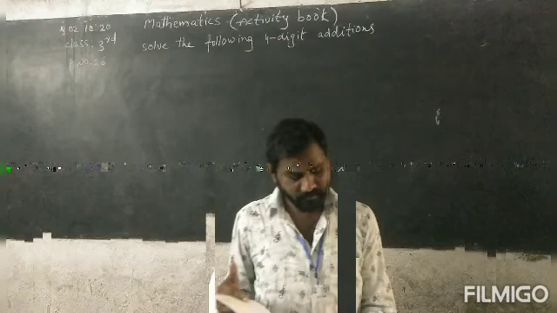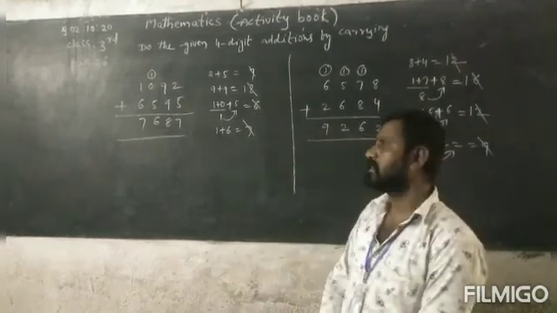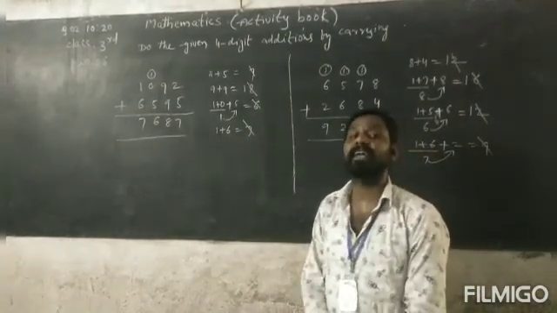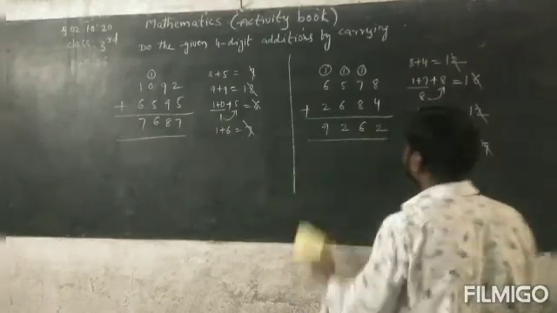Next, we add the digits in the hundreds place. 1 plus 0 plus 5. 1 plus 0 is 1, 1 plus 5 is 6. Write 6 under the hundreds column. Next, we add the digits in the thousands place, that is 1. See here, the sum is equal to 7687.